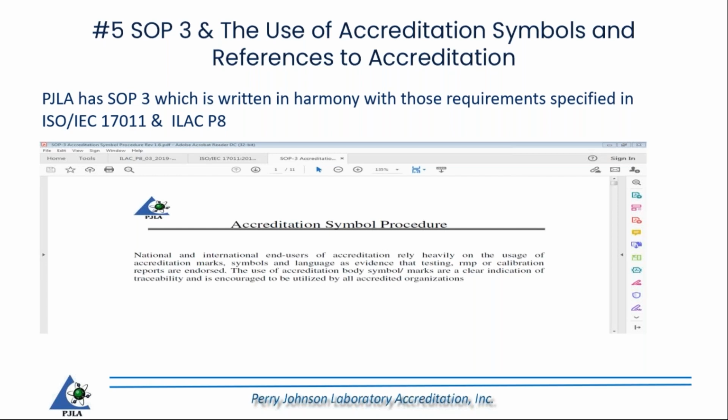So we have SOP 3, which is in harmony with those requirements specified in 17011, which requires an accrediting body to have a procedure in place for a symbol and accreditation language. And then the ILAC P document, the policy document, which is P8 in this circumstance, for accreditation language and references to accreditation.